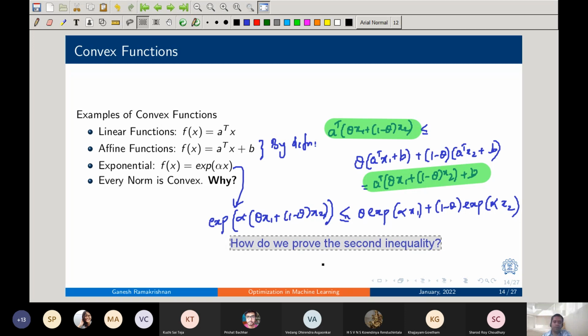So it turns out that there are some associated properties we can make use of. So exp is involved with alpha x. Alpha x is a linear transformation, but somewhere you have to prove that exp is convex. You can plot it, of course. The plot does look convex.